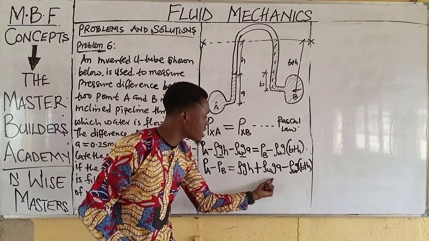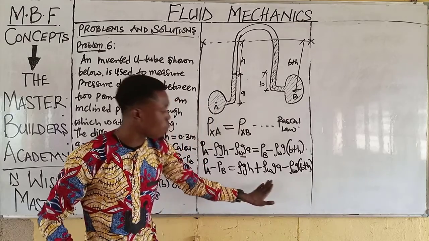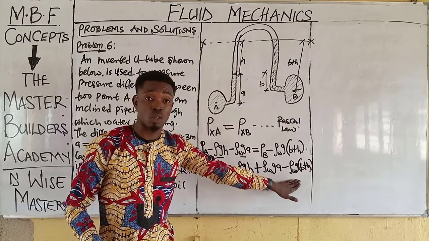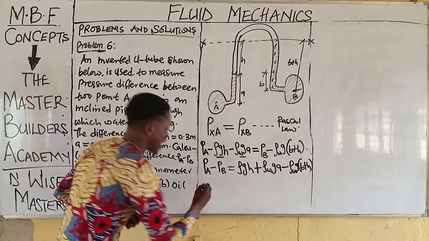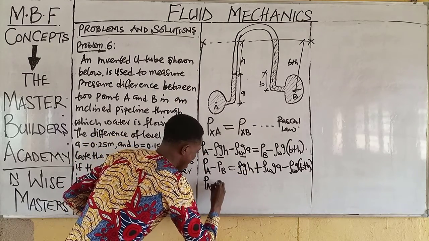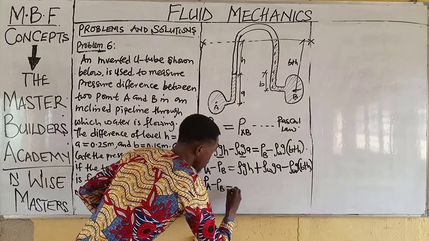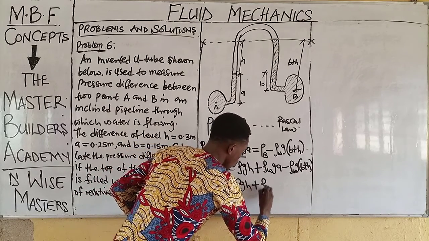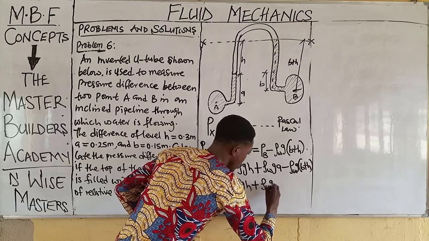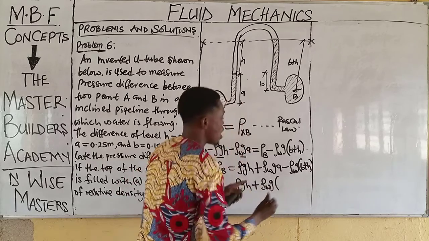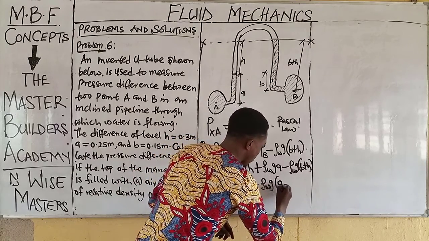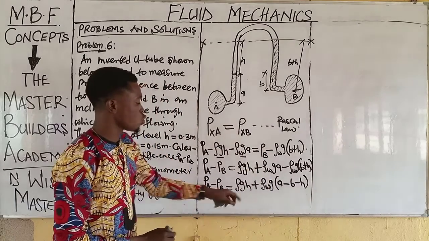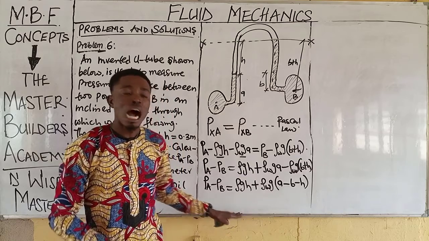Now we find out that these last two terms have something in common, which is the density of water and acceleration due to gravity. Then we can factorize this guy out. We have that P A minus PB is equal to rho G H plus rho of water G. Now, when we factorize out this guy, we have A minus B minus H. This is what we have. So this becomes our model.